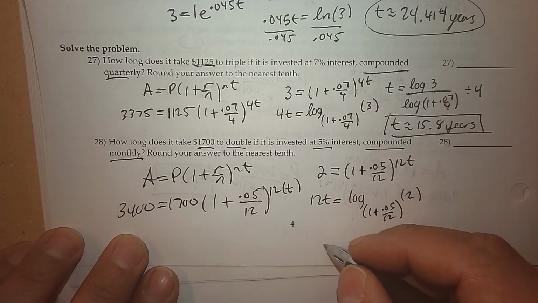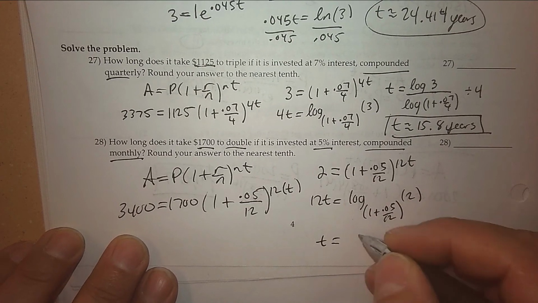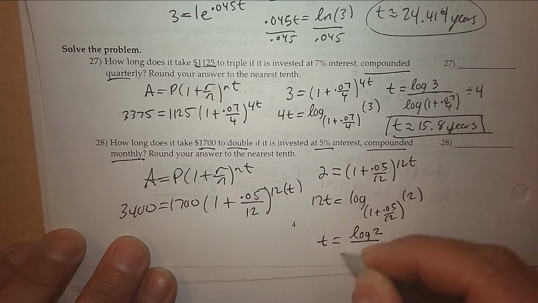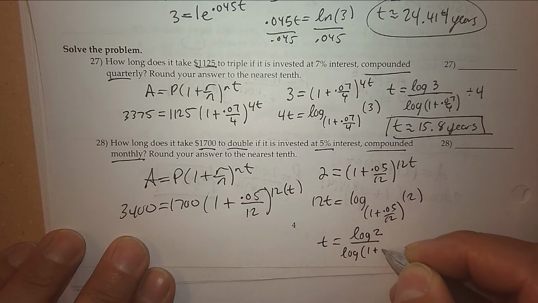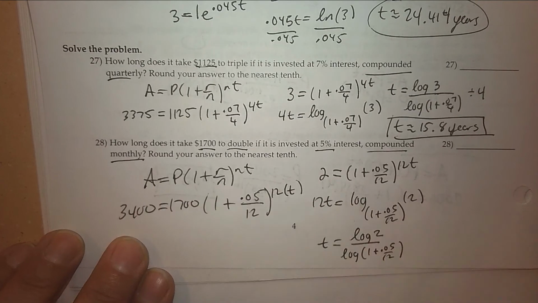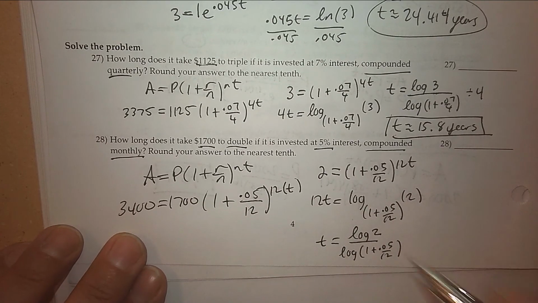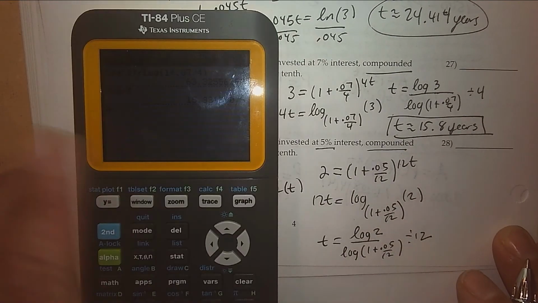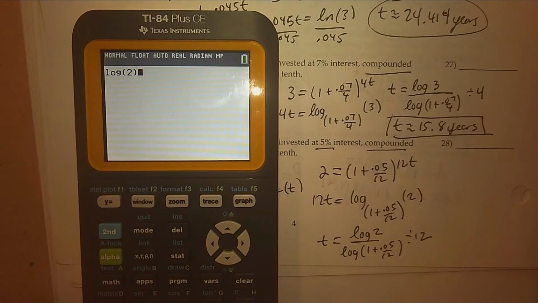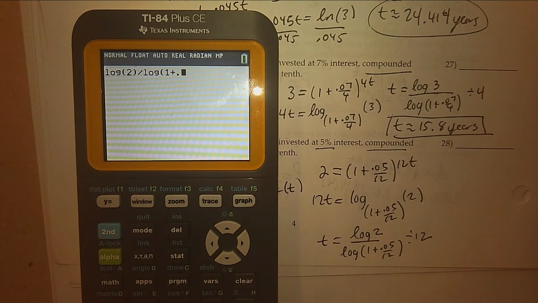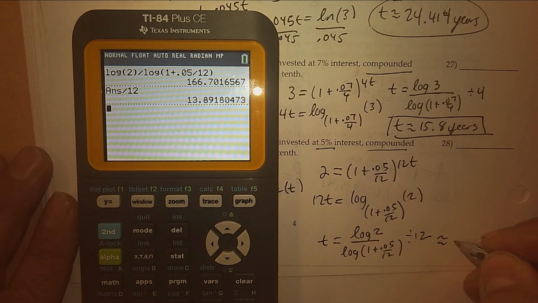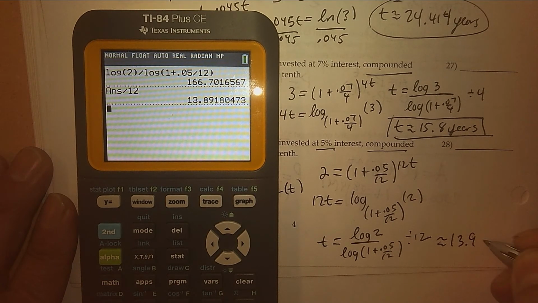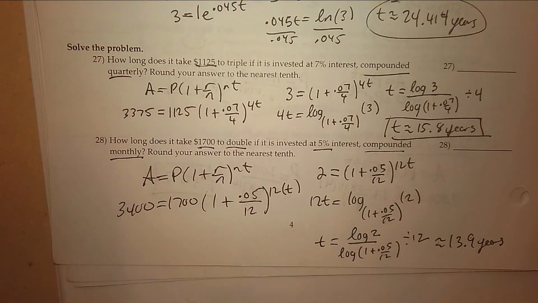Now, to write that in our calculator, we're going to have to change the base. So it's the log of what's inside divided by the log of the base. That changes the base to a common logarithm, so I can use my calculator. And then to get t by itself, I have to divide by 12 at the end. So again, I'm going to go log 2 divided by log 1 plus 0.05 divided by 12. Close it, and then that answer I'm going to divide by 12. So how many years would it take? 13.9 years to double your money at that interest rate.